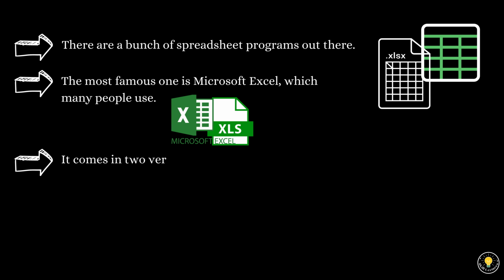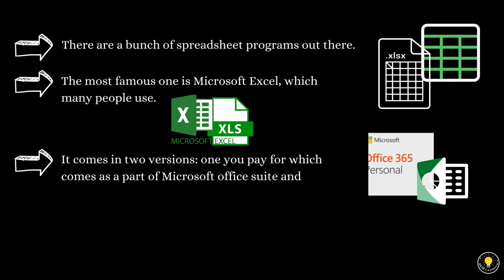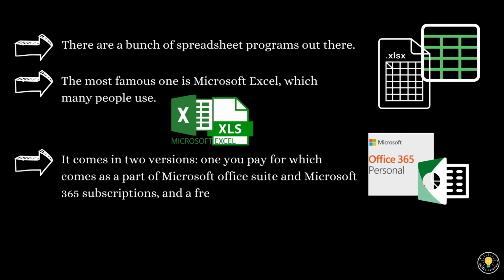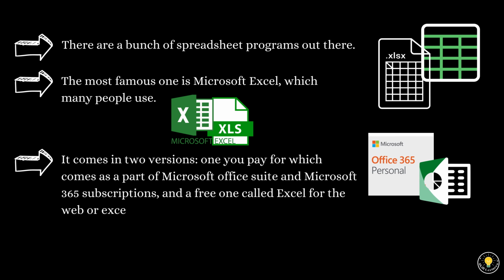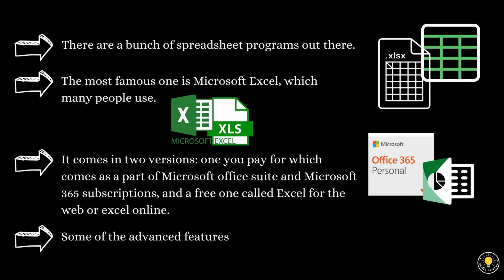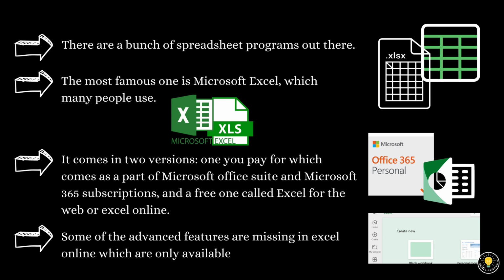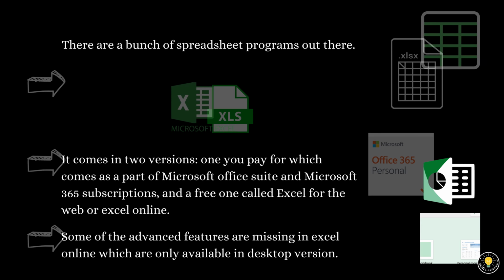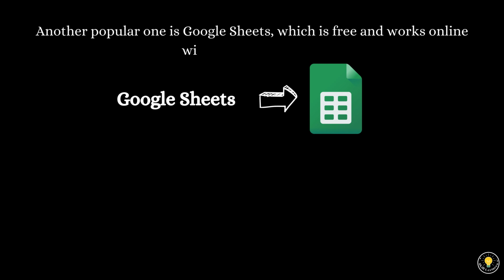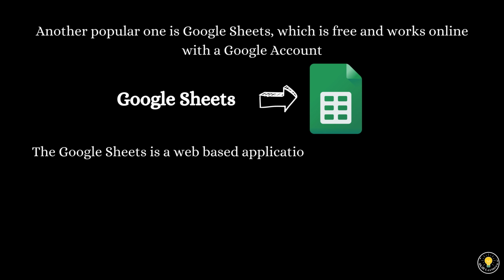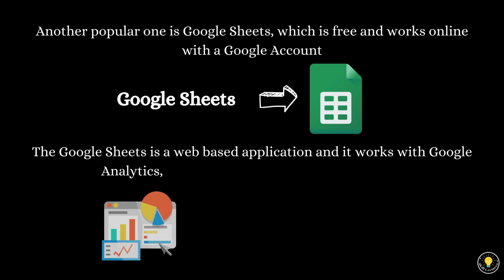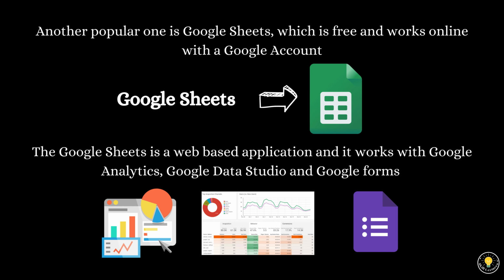It comes in two versions. One you pay for, which comes as a part of Microsoft Office Suite and Microsoft 365 subscriptions, and a free one called Excel for the web or Excel Online. Some of the advanced features are missing in Excel Online, which are only available in the desktop version. Another popular one is Google Sheets, which is free and works online with a Google account. Google Sheets is a web-based application and it works with Google Analytics, Google Data Studio, and Google Forms.